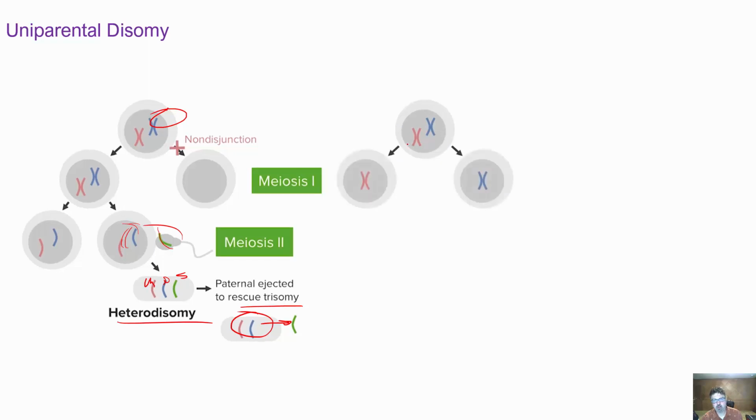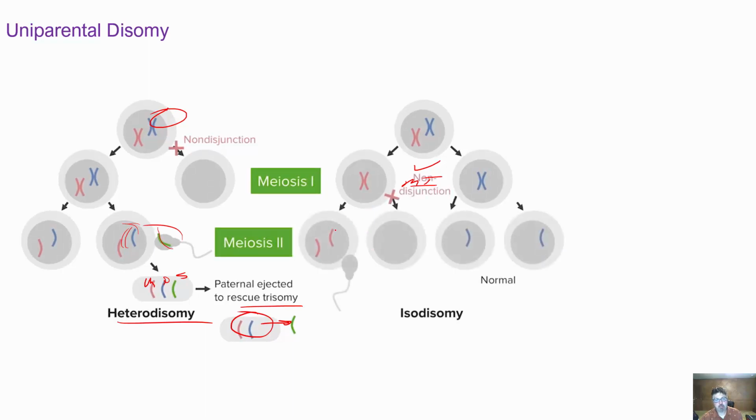And isodisomy, what we'll see here, is meiosis 1 goes just fine. Meiosis 1 is good to go. But now in meiosis 2, we have failures to separate the sister chromatids. And when this happens, notice the sister chromatids do not separate. They both go to this cell. And these are identical. So isodisomy, because you have identical chromosomes over here.